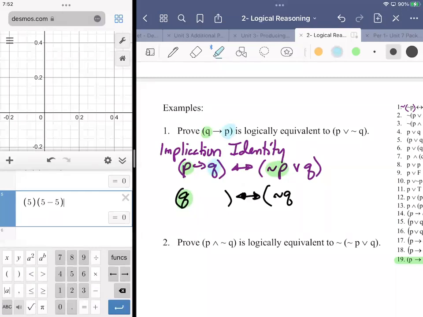P is taking on the role of Q. So what happened to Q? Q stayed put. So P will stay put. All right. So we have this relationship by the implication identity.